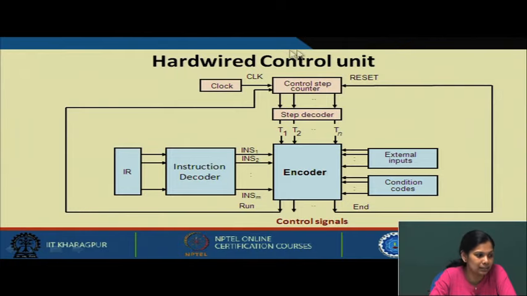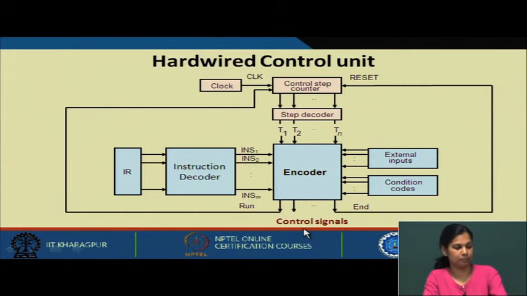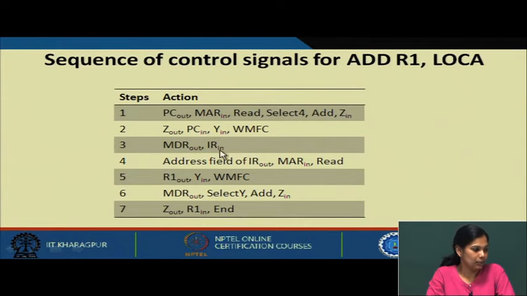But you see this entire structure. What is it doing? It is generating control signals. How is it generating them? Depending on which instruction it is, which step it is, and whether there are external inputs. Depending on all these three, this encoder will generate the control signals. We already know this is the sequence of control signals for ADD R1, LOCA. For ADD R1, LOCA, these are the steps that are executed.